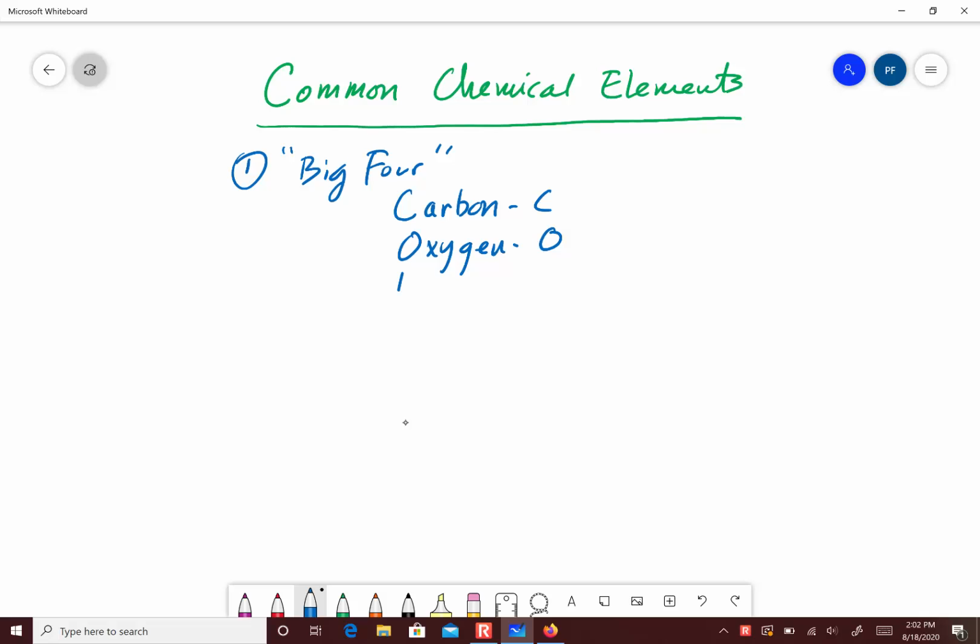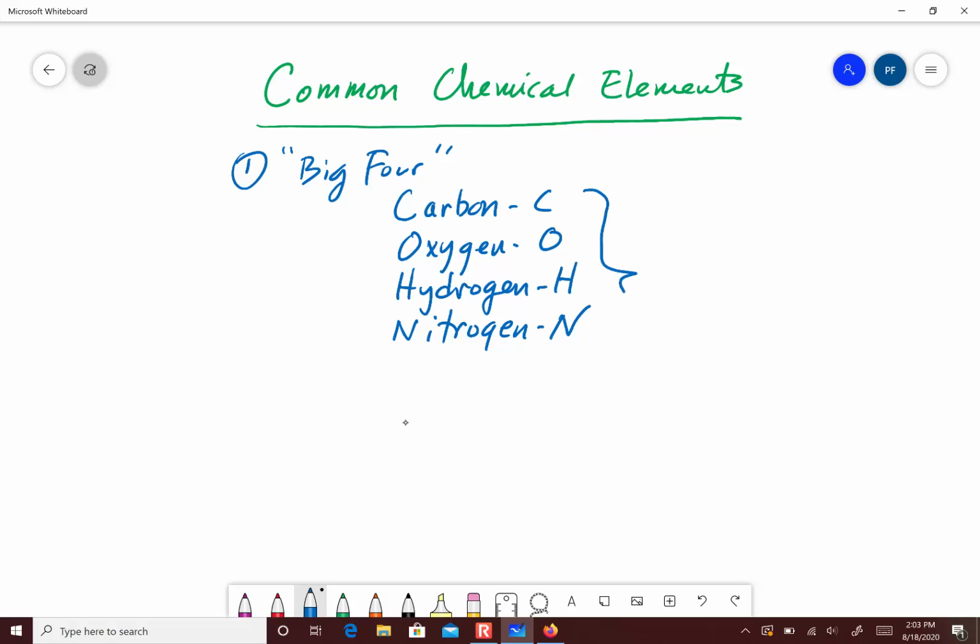oxygen, hydrogen, and nitrogen. And all of those have abbreviations that are capitalized first letter of their name. Right? So COHN, carbon, oxygen, hydrogen, nitrogen, those are the big four.